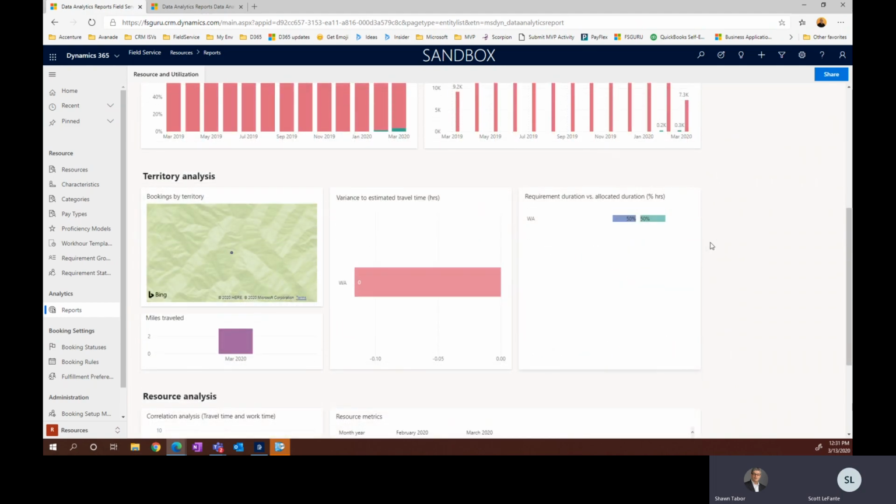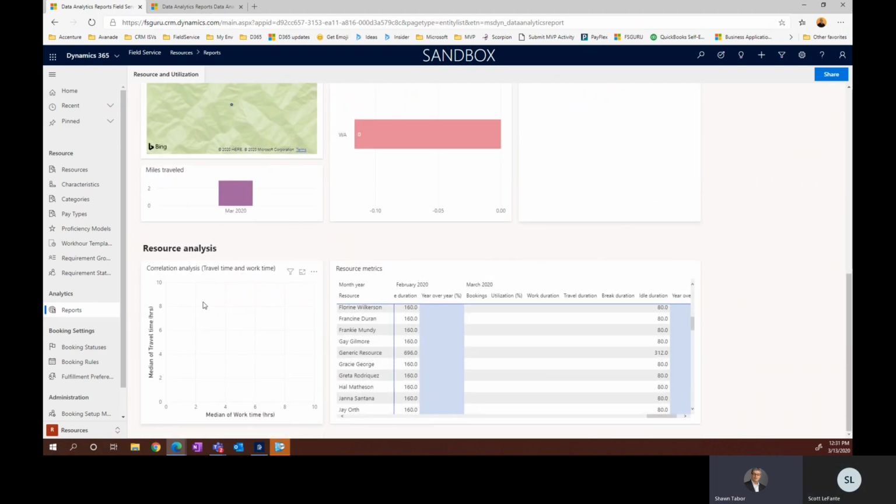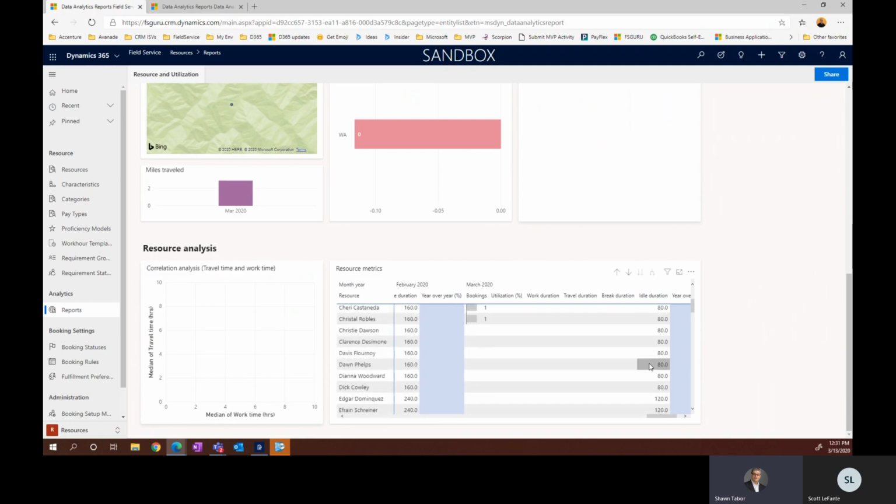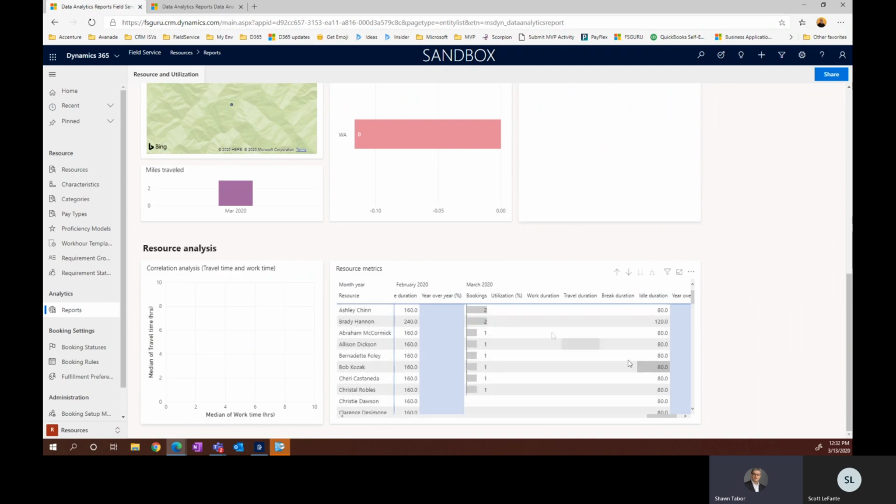Absolutely. So again, it's a great start to getting some really solid Power BI reporting within field service proper, and we look forward to hearing how you're using it in your business and what ideas you are sharing with Microsoft to make this report and future reports even better.